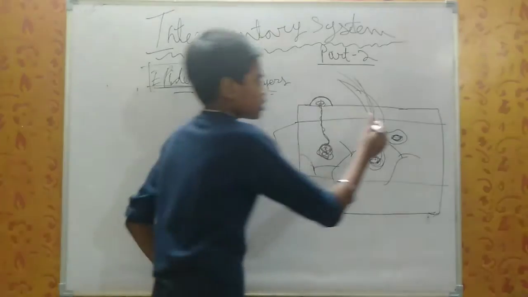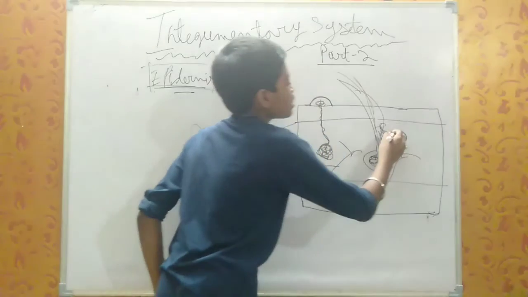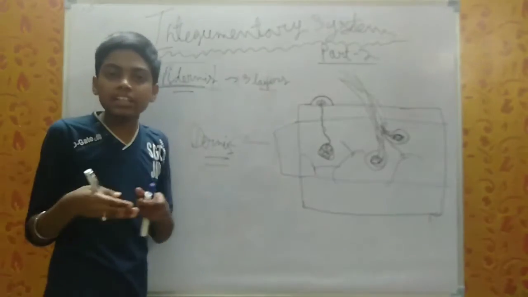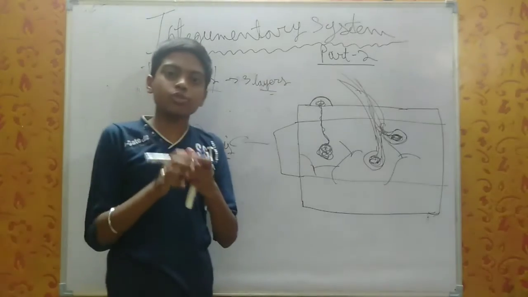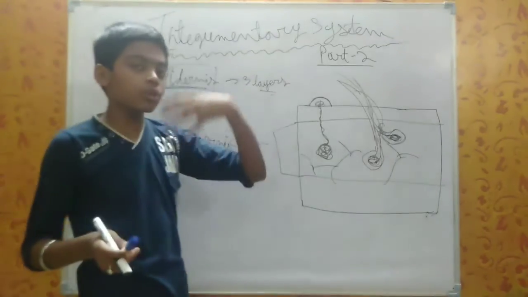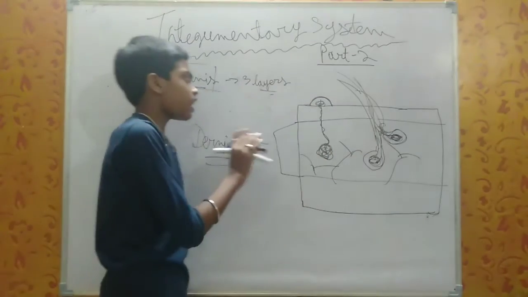And why do we get pimples on our face? Because there is a sebaceous gland here, and it produces sebum. Sebum is a chemical substance which helps the skin to keep dry, right.